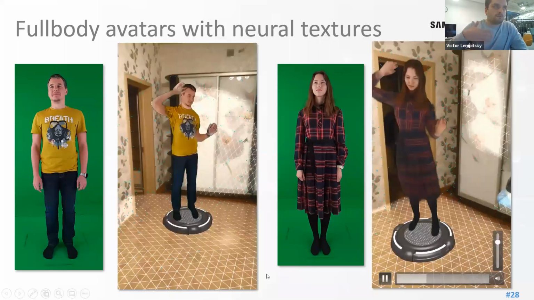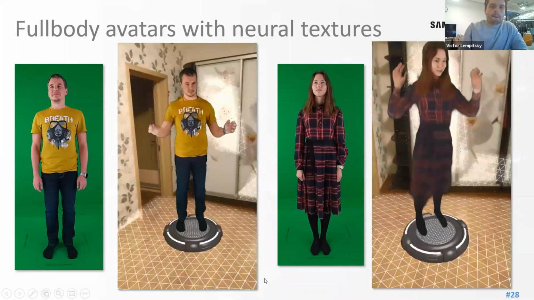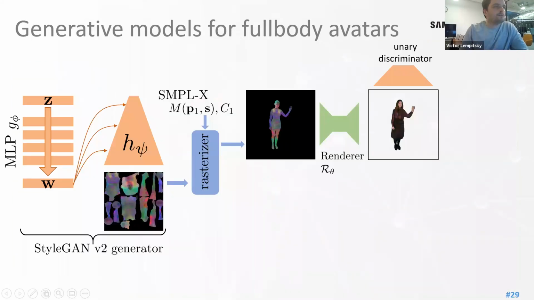Now let's bring in the generative modeling. We will now build a model for these neural textures. So we'll now take StyleGAN, in this case we used the StyleGAN V2 generator, and we'll train this StyleGAN together with the renderer and with this rasterizer in the middle. So we'll build a generative model of neural textures and train it end to end with this pipeline. Our discriminator will be looking at these renderings and tell us whether they are real or fake and how we should modify them to make them more real. And we'll backprop all the way to StyleGAN.